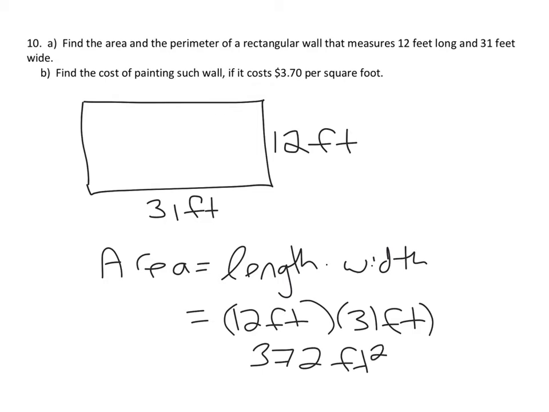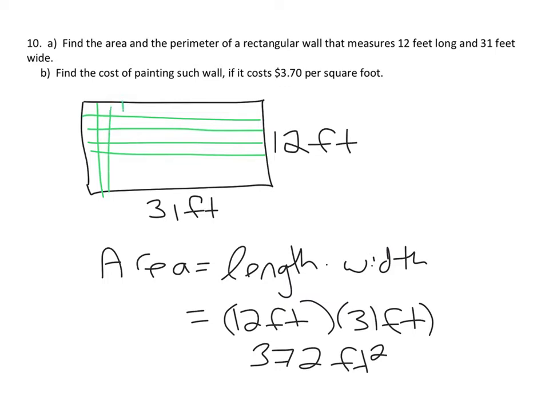Okay, so we covered problems like this when we were talking about square units. Right, if we recall what this means, what does it mean to have 372 square feet? It means that if you broke this up into 12 individual foot-long units here and 31 individual foot-long units here, and each of these little boxes is 1 square foot, what you end up with is 372 of these little square feet, and that's the area.